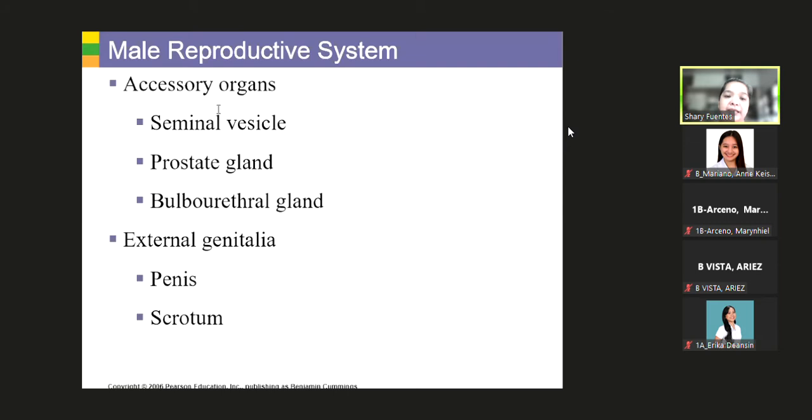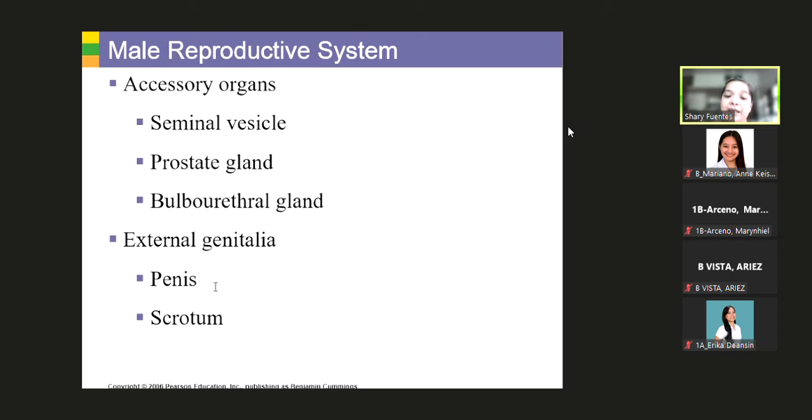And then, today we will also be discussing the seminal vesicles, the prostate gland, and the bulbourethral gland, or your Cowper's, which is part of the accessory structures. Be aware accessory because they contribute to the formation of the semen. Okay? And so, external genitalia, what you can see outside from the male, is just the penis and the scrotum.